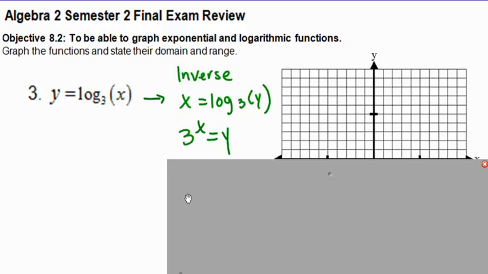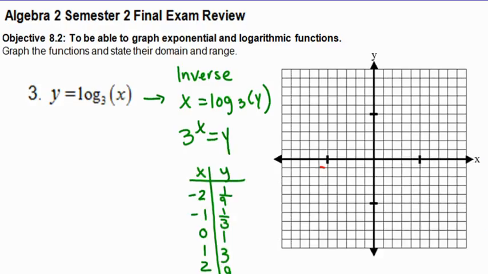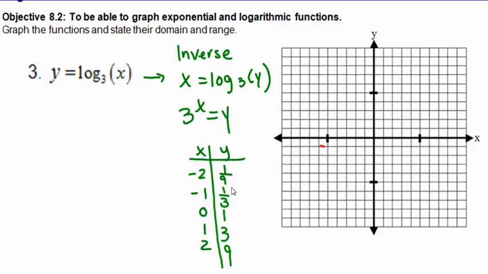So we could go from -2, and we know 3 to the -2 would be 1/9. 3 to the -1 would be 1/3. 3 to the 0 power would be 1. 3 to the 1st is 3. 3 to the 2nd is 9, and so on. So we have this list of values.